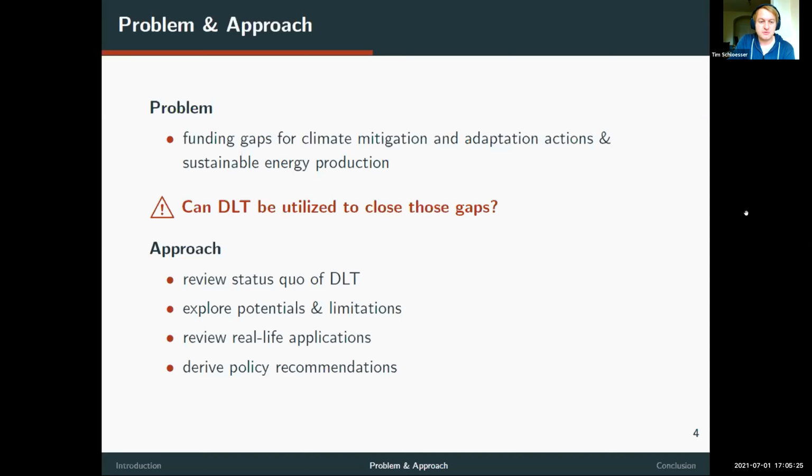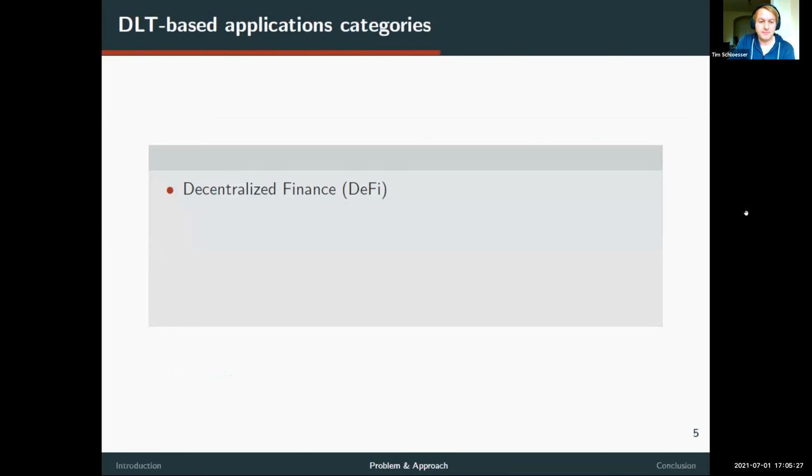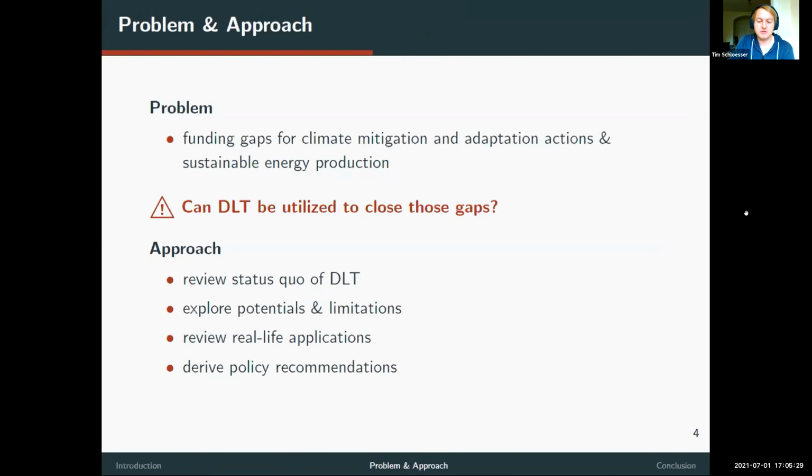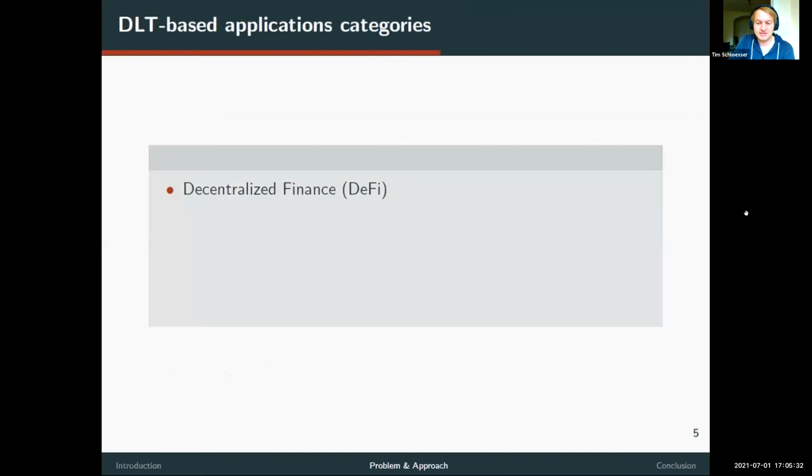So what I'm going to do, because it's a big topic, is give you a short overview about our applications, because I think that's the most interesting part. Because the sector is really broad, it's a bit tricky to structure it. But I'll give you some overview about the application categories we are looking into.